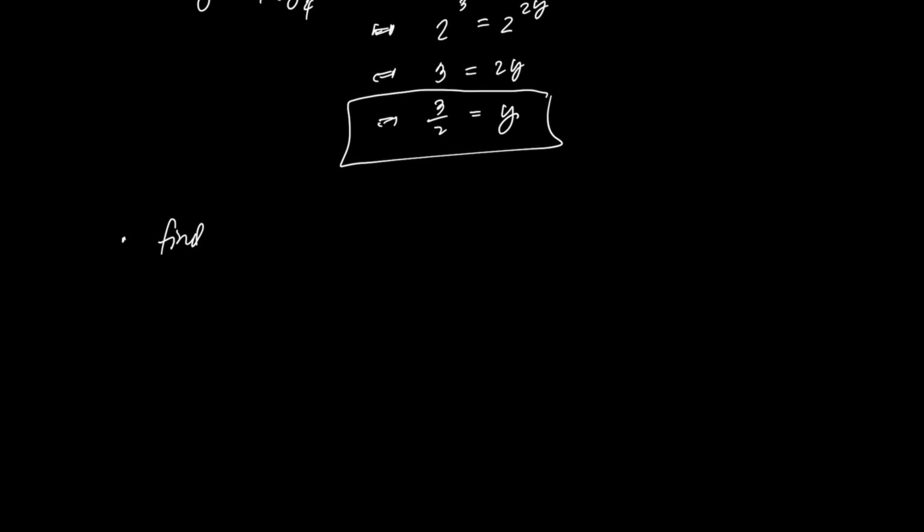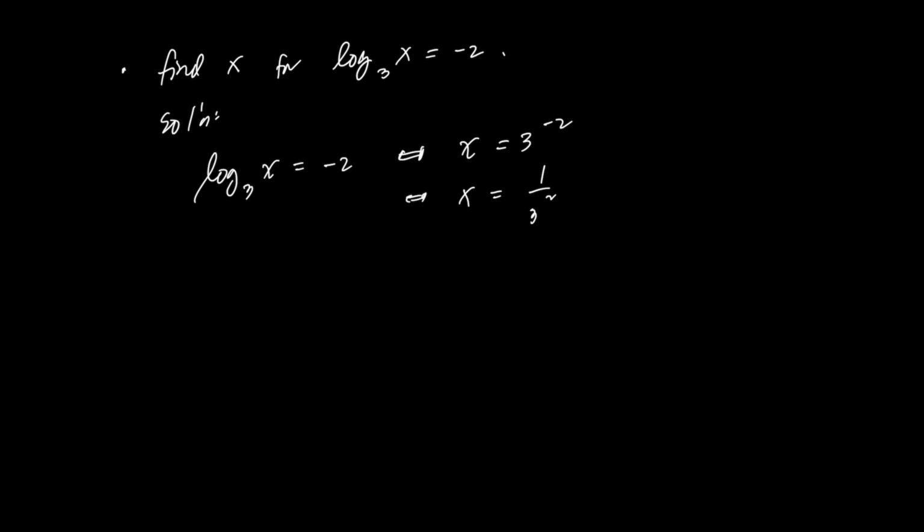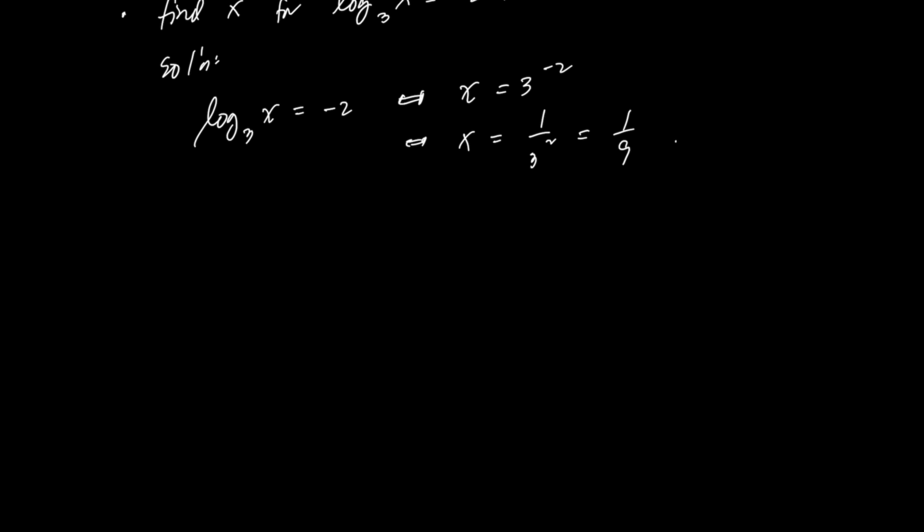Another example, find x for log to the base 3 of x equals -2. Solution, this log to the base 3 of x equals -2. Again, from the definition, this is just equivalent to x equals 3 to the -2, which is x is equal to 1/3 squared, and that is 1/9.